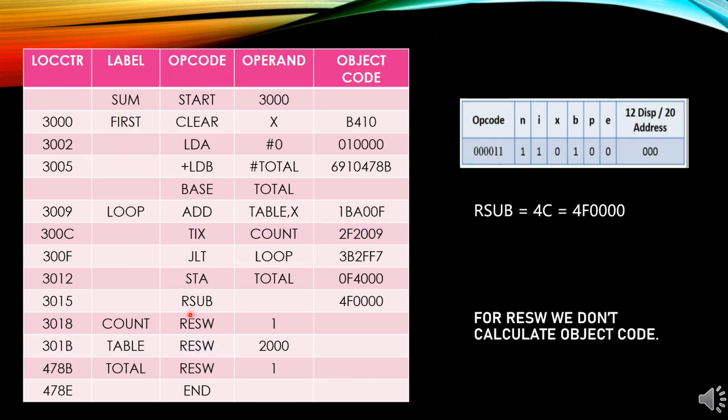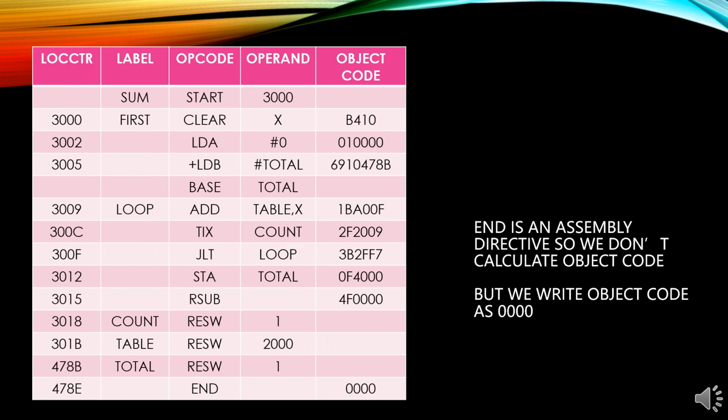Next we have RSUB, the opcode is 4C, and the object code for this instruction is 4F0000. And the next instruction is RESW, which is reserve word. We don't calculate object code for that. We have two more reserve words and we don't calculate object code for that as well. And the last statement is END, which is an assembly directive, so we don't calculate object code for that too, but we write object code as 0000.